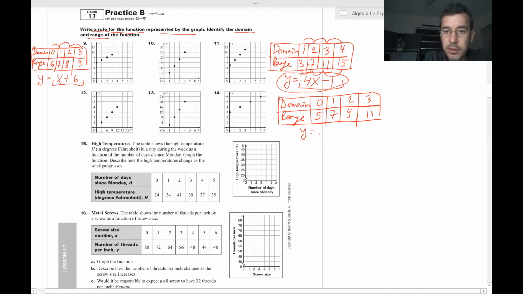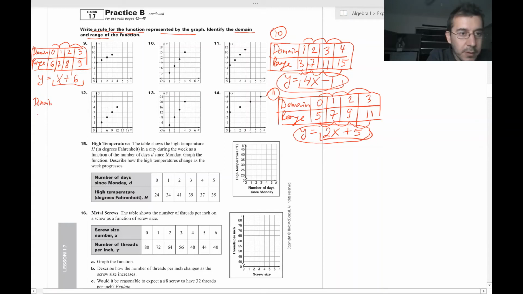The rule for the function is we see the domain values increase by 1. The range values increase by 2. So this has to be 2x. And then we have to adjust with plus minus. So let's see, 2 times 0 is 0 plus 5, so this has to be plus 5. Then 2 times 1 is 2 plus 5 is 7, 2 times 2 is 4 plus 5 is 9, 2 times 3 is 6 plus 5 is 11. So yes, this is the function y equals 2x plus 5. This is for 11. This was 10. Number 12, let's do here on the side of the domain, and we have the range.